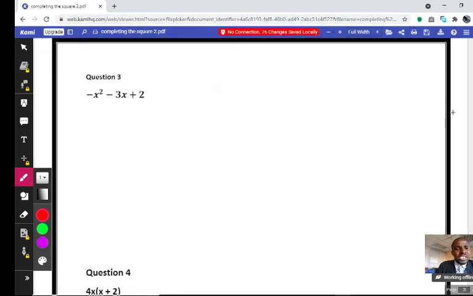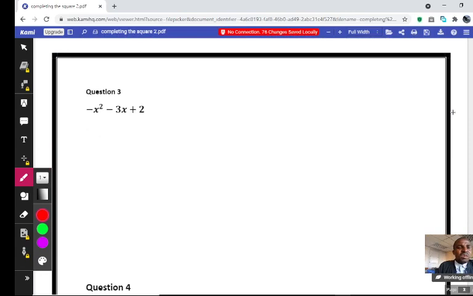This one, as you can see, the coefficient of x squared is negative. It's another scenario case. It's not 1. So if it's not 1, it can either be negative or greater than 1. Right, based on this case, what do you do? You just factor out first the minus sign, then you divide everything by the minus sign.